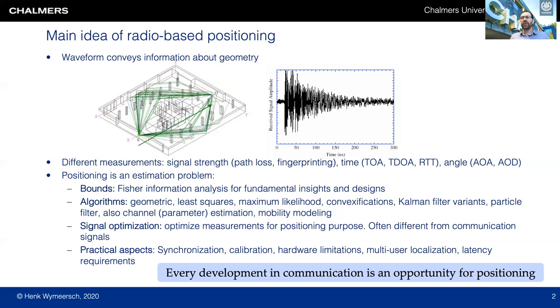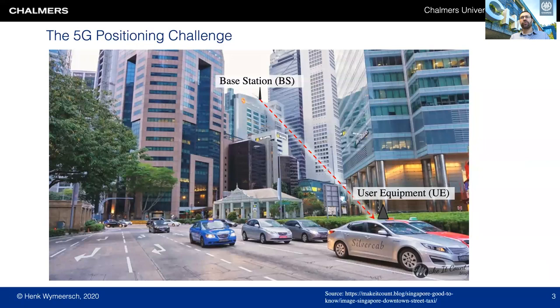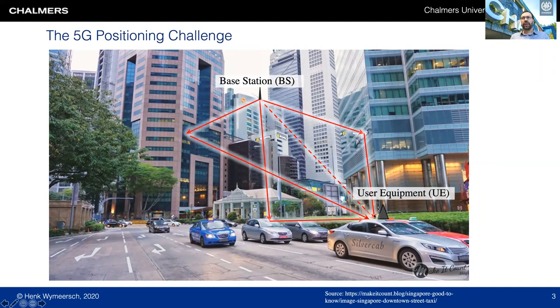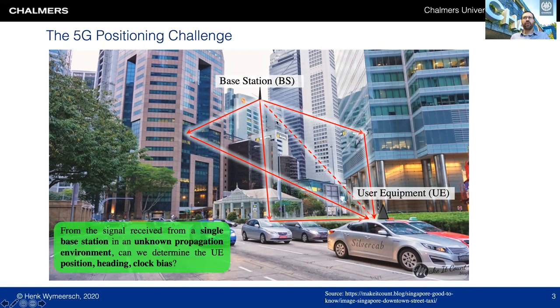This is to motivate what we will talk about in the second part of the lecture. This is what I call the 5G positioning challenge, where you have a 5G base station with lots of antennas. You have a user with lots of antennas, and you want to localize this user. The signal goes from the base station to the user over a complex propagation environment, bouncing off cars and buildings. What we want to do is to estimate the user location from the signal from a single base station. We also want to estimate where the user is going to, so the orientation.